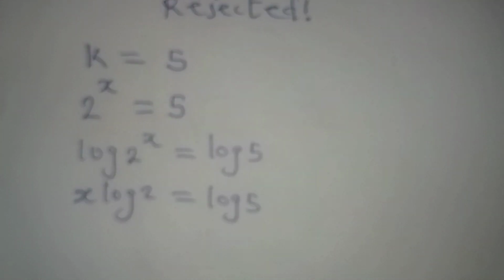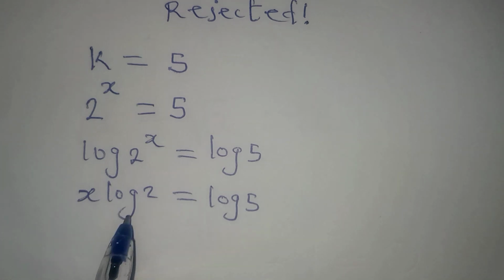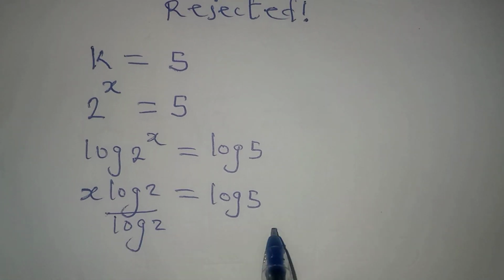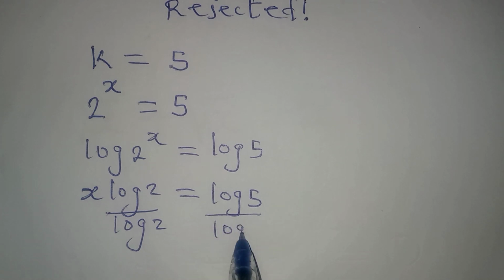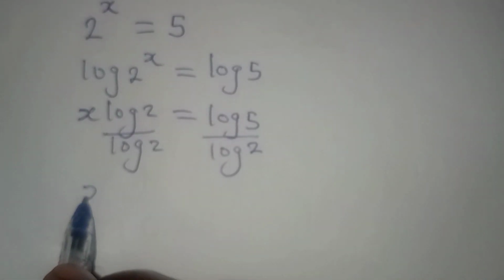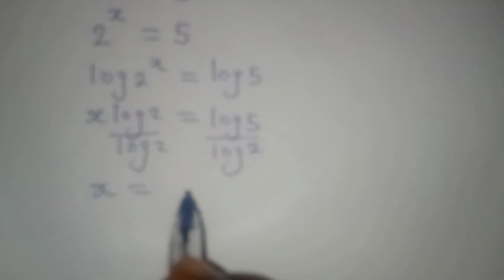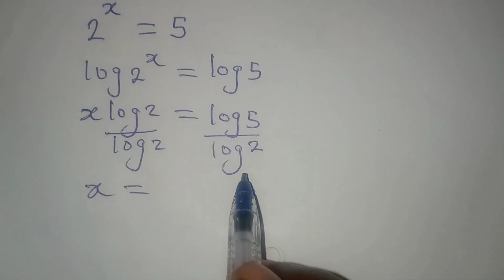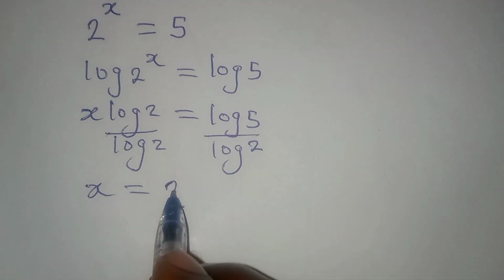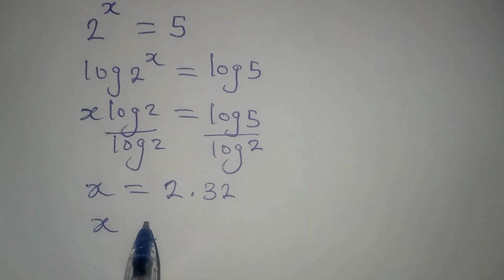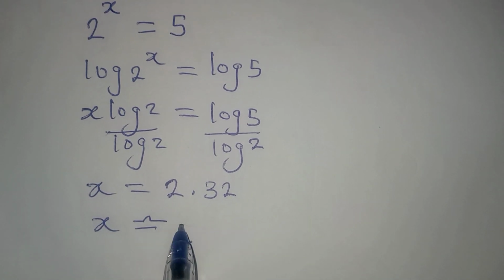Now, the next thing on my mind is to remove this log 2 from here. So I divide this by log 2 and divide the whole of this by log 2. So that we are going to have x is equal to log 5 divided by log 2. And log 5 divided by log 2 will give us 2.32. Remember, this is an approximated value, 2.32.